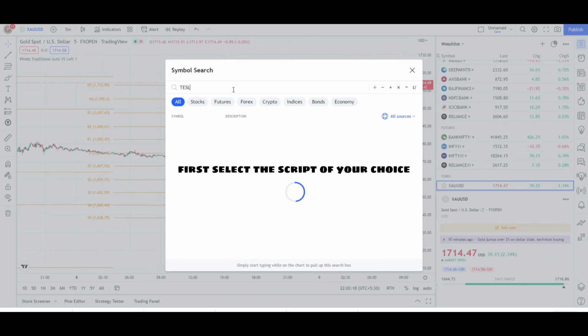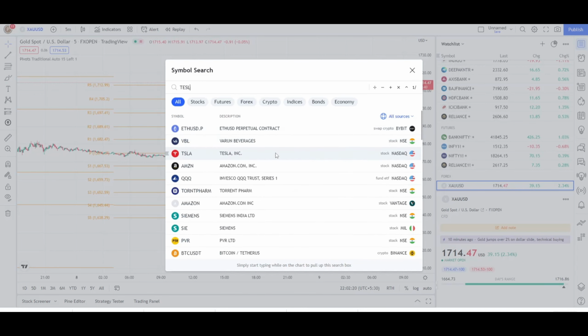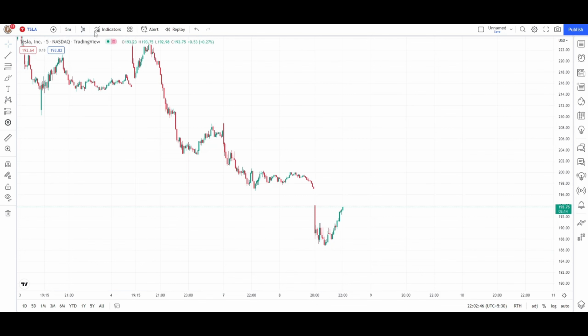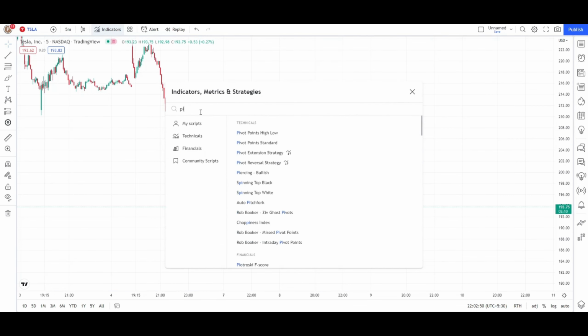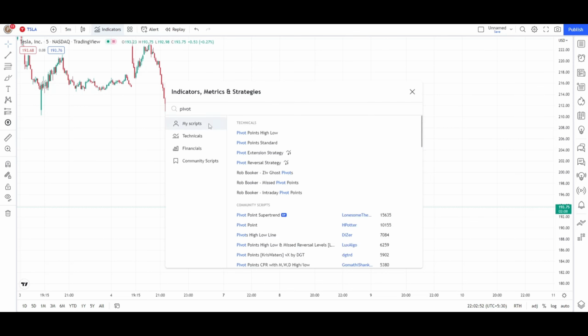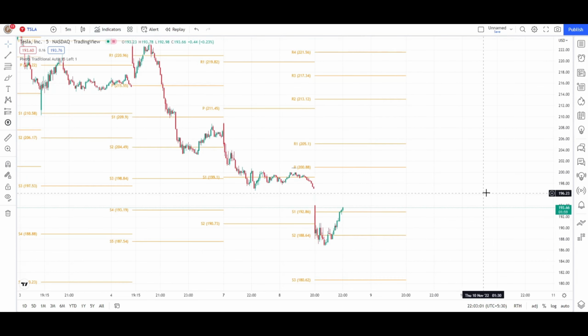First, select the script of your choice. Then go to the Indicators tab and type Pivot Point Standard. Then something like this will show up. The orange horizontal lines are pivots.